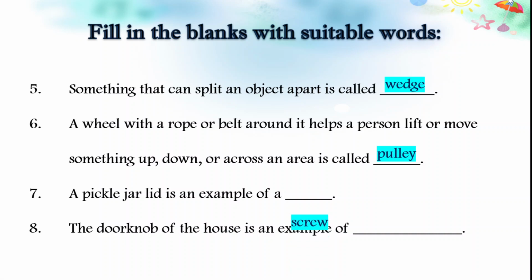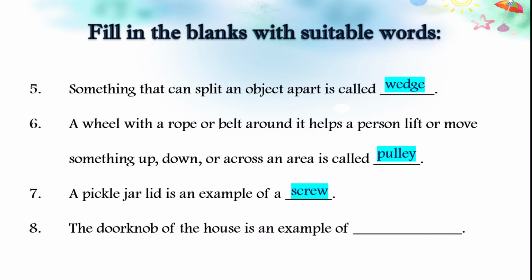Then a pickle jar lid is an example of dash. What is that? Yes, screw. The lid of a jar will have grooves in it, and these grooves are used to tighten the pickle jar. So, the lid of the jar will be in the form of a screw. So, it is an example of screw.